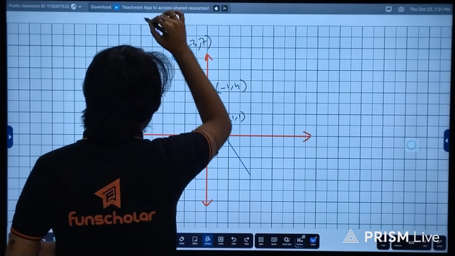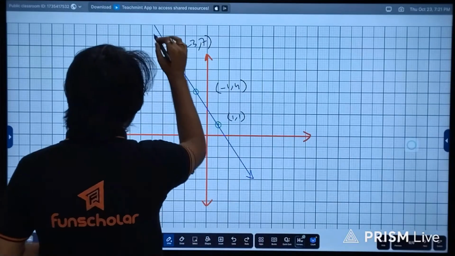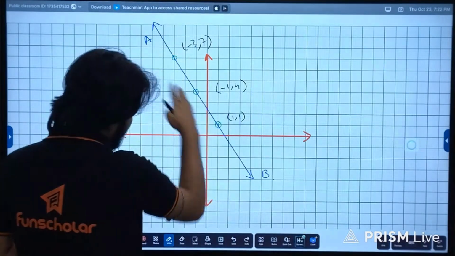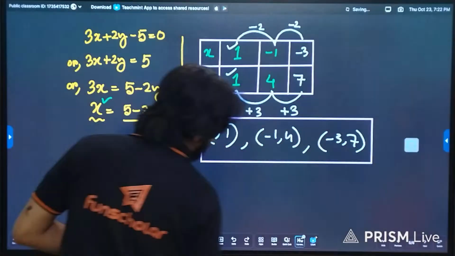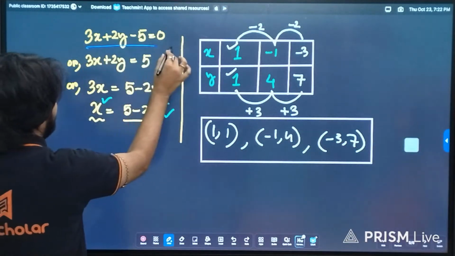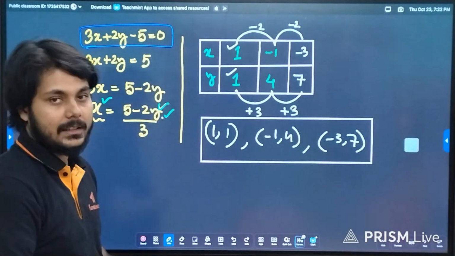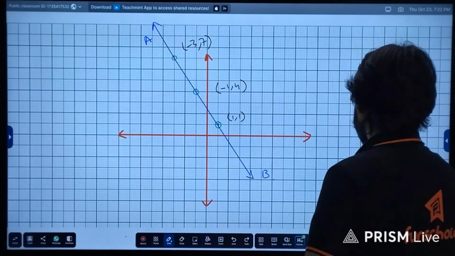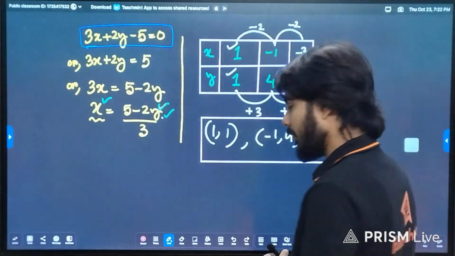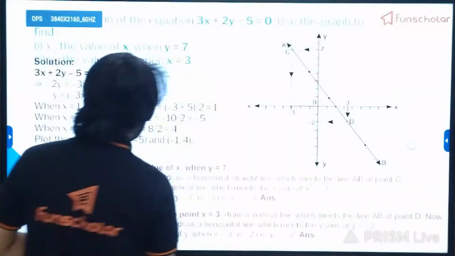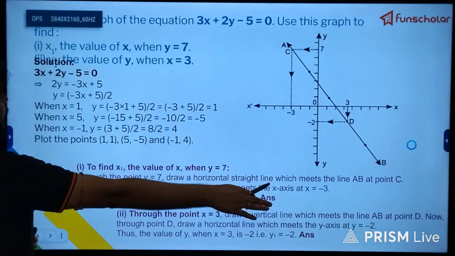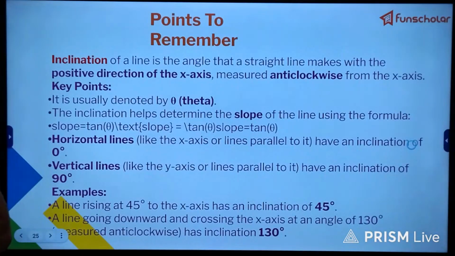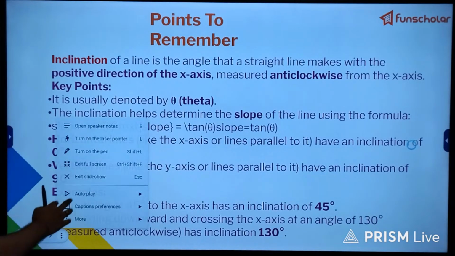Put arrows, mark AB, and it is done. This particular straight line is the graphical representation of this algebraic expression, and every point that lies on this straight line will be a solution for this algebraic expression. So this is how you are going to draw the graph for particular algebraic solutions. Now here are some points that I want you to note down or take a screenshot.